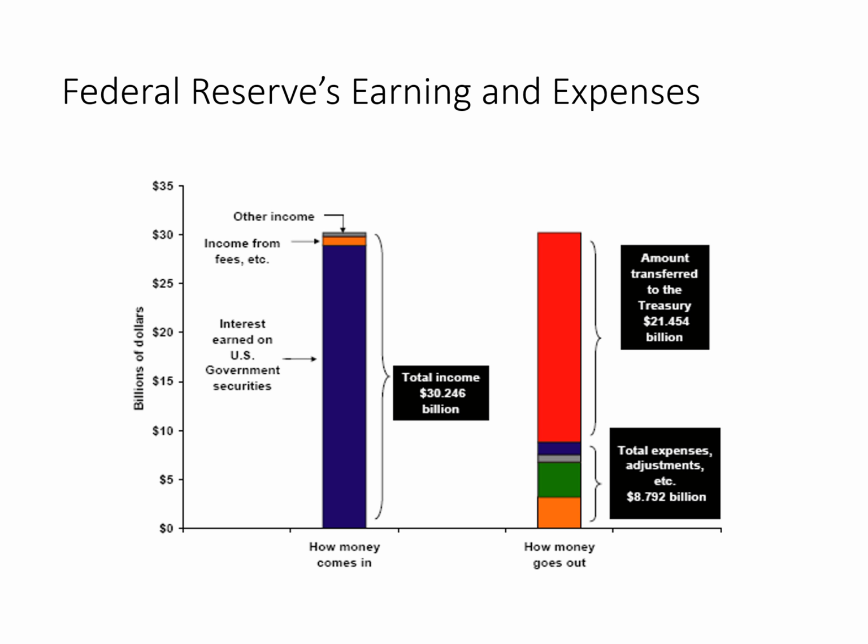This is a chart of the Federal Reserve's earnings and expenses. And what you notice here, the biggest amount is transferred back to the Treasury. Okay, back to the Treasury. That means the Federal Reserve actually makes money for the Treasury.